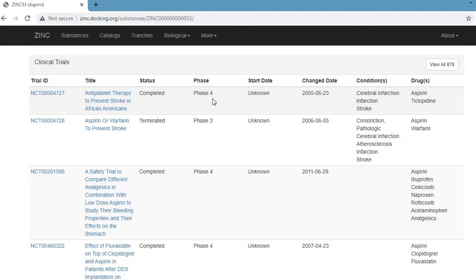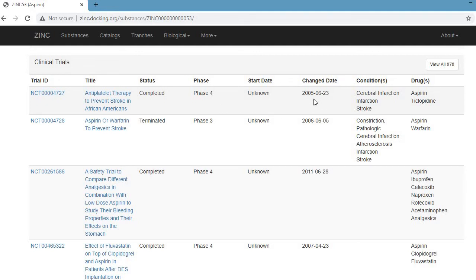Antiplatelet therapy, as aspirin is nowadays being used for thinning of blood, it is also used for preventing platelet aggregation, so it is also being given now for strokes. So here it is shown that phase 4 clinical trial has been done. So it is in the market for the treatment of blood thinning as well as for stroke. Like this, it is given here what is the current status for the clinical trials of this drug.